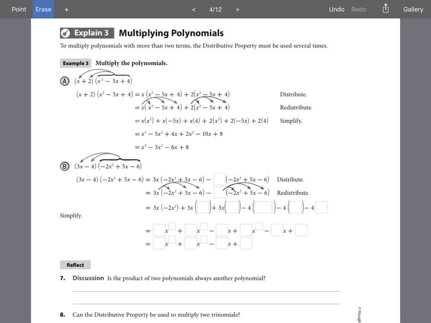Going to continue on with 18.2. We're going to look at multiplying polynomials. So to multiply polynomials with more than two terms, the distributive property must be used several times. Okay, and so we're going to take a look.